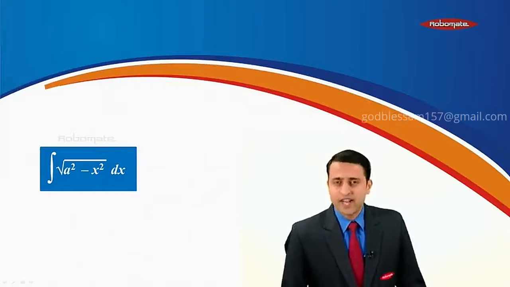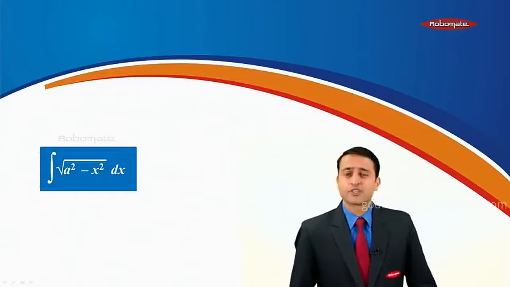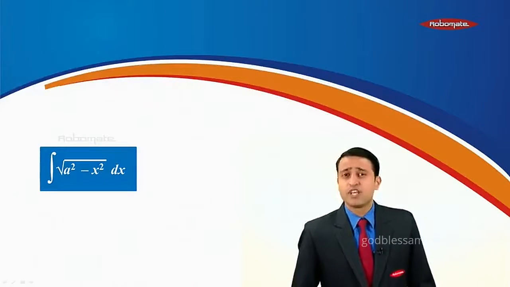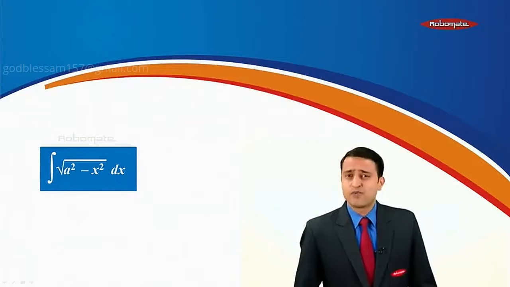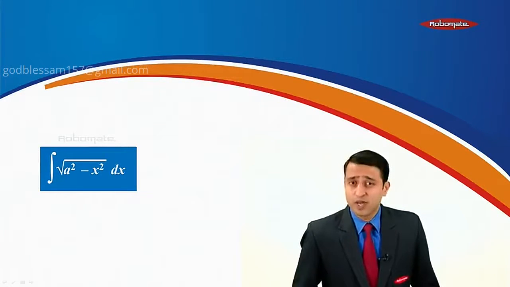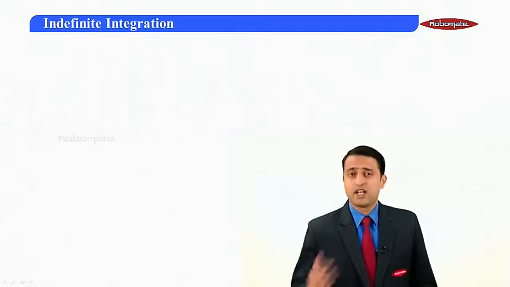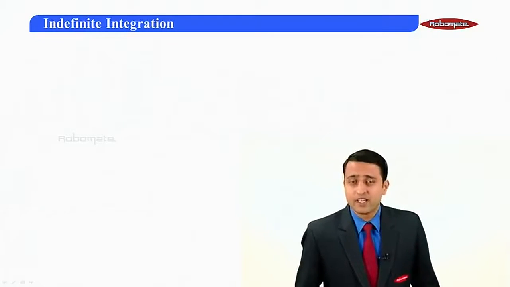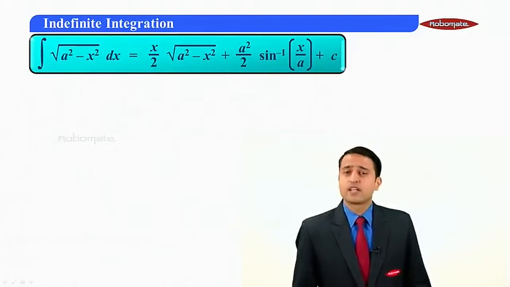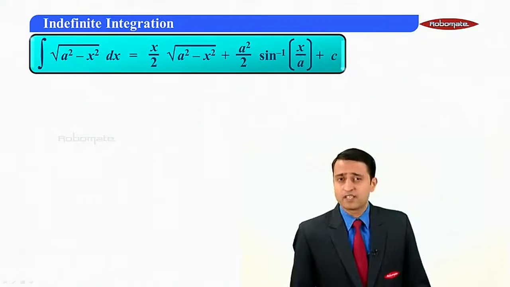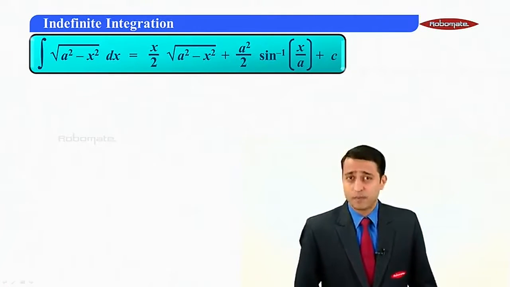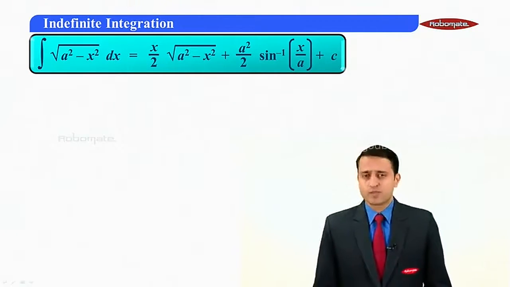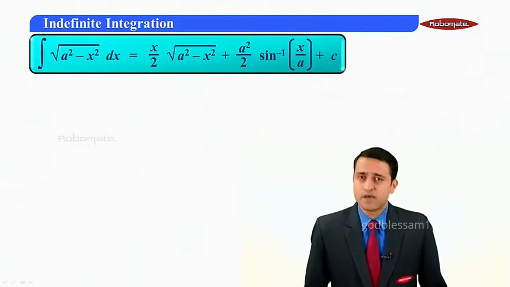Hello students, we are discussing the chapter indefinite integration, and in this module we are going to see a derivation of a standard formula, and that is for integral of root of a square minus x square dx. Let us see what the question is like. The question says prove that integral root of a square minus x square dx is equal to x by 2 root of a square minus x square plus a square by 2 sine inverse of x by a plus c.